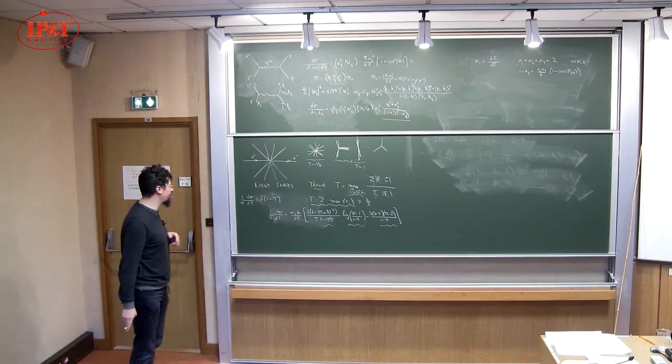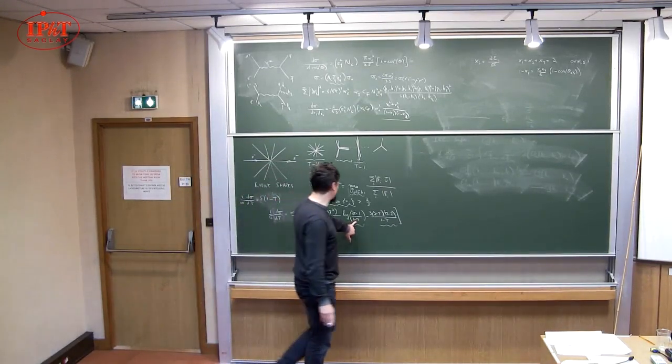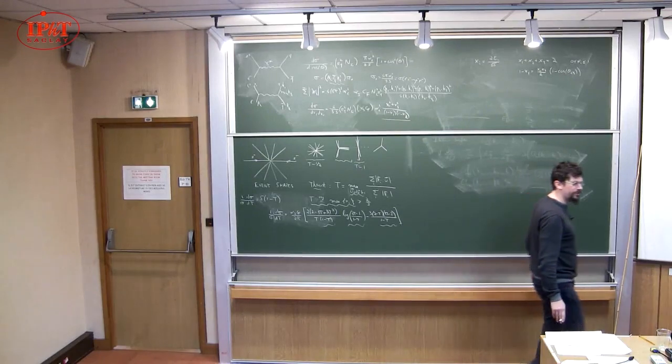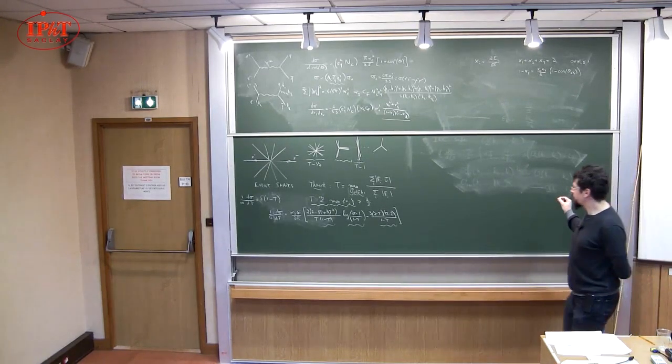I'm saying logs because imagine integrating this over t. This is going to give you a log squared in 1 minus t, and this is going to give you a log in 1 minus t. All right? So that's something I'm going to discuss over and over again. And in particular, how to treat these logarithms in QCD is going to be most of what I'm going to discuss next Friday.